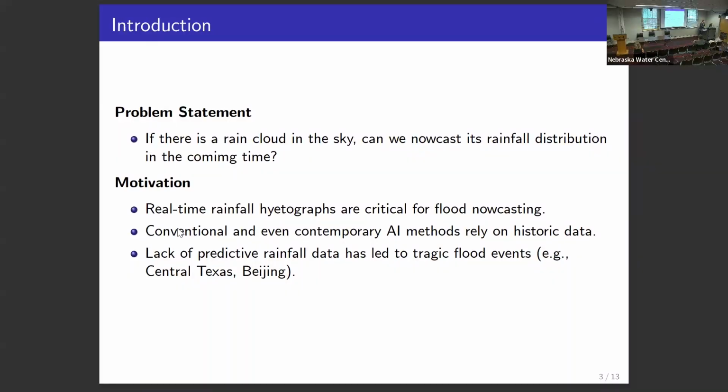So the motivation is that real-time rainfall height graphs are critical for cloud nowcasting. Nowcasting means immediate, real-time, in 1 or 2 hours. How can I see in 1 or 2 hours whether it will rain, and what the rainfall distribution is? Conventional methods, and today we talk about AI and machine learning.